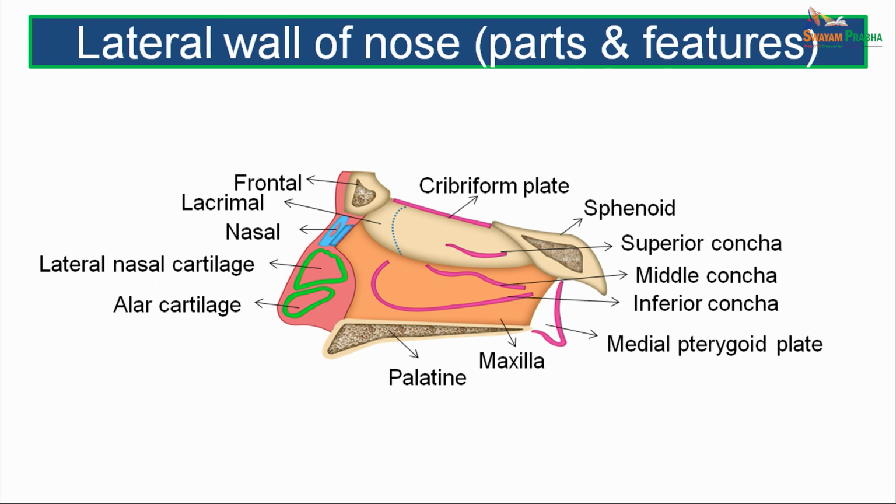Another picture showing us the parts of the lateral wall of the nose. Also seen are the alar cartilages anteriorly and the lateral nasal cartilage, posterior superior to the alar cartilages. This is the area of the lateral wall of the nose, showing us the three conchae: superior concha, the middle concha, and the inferior concha.